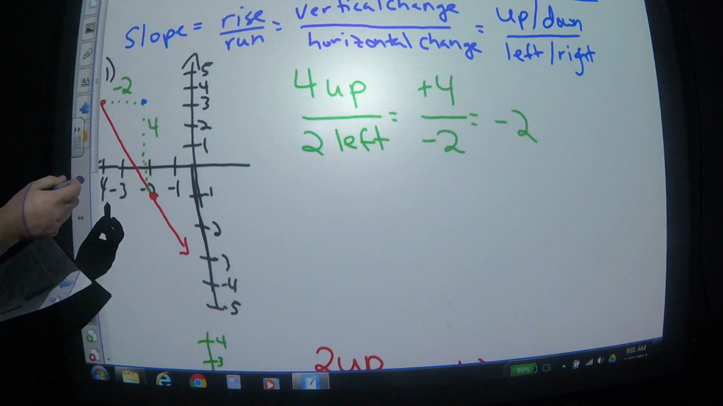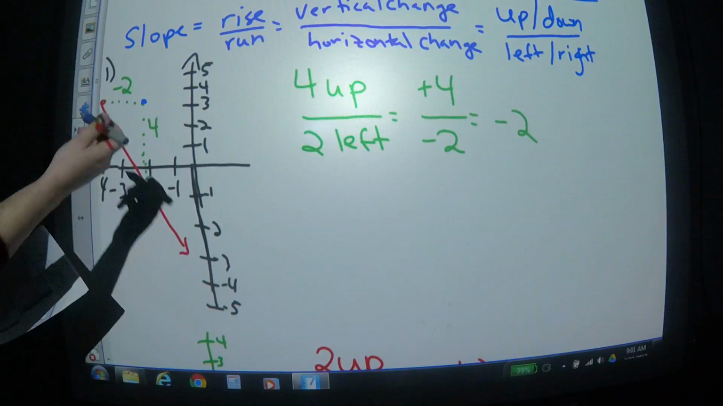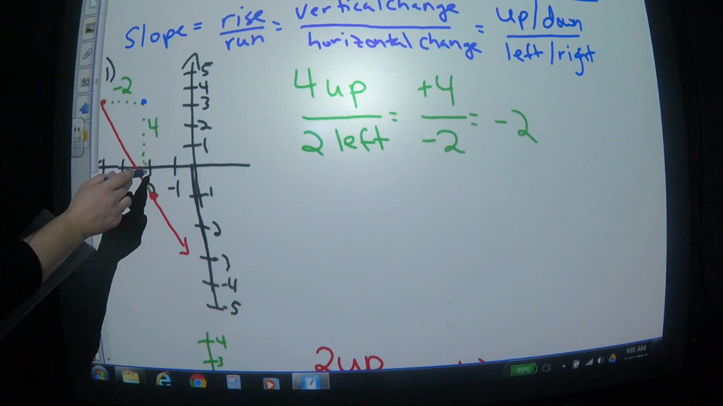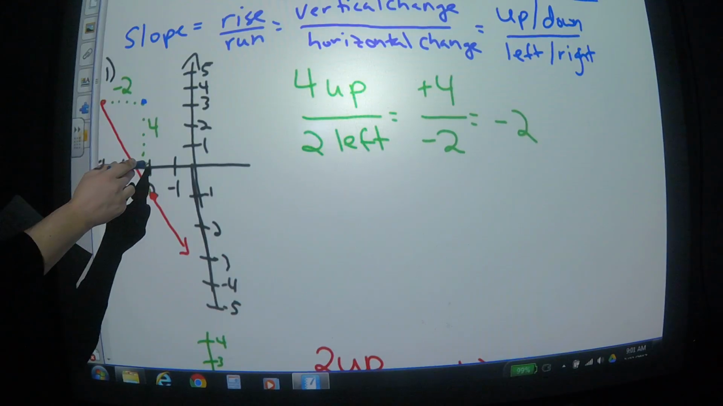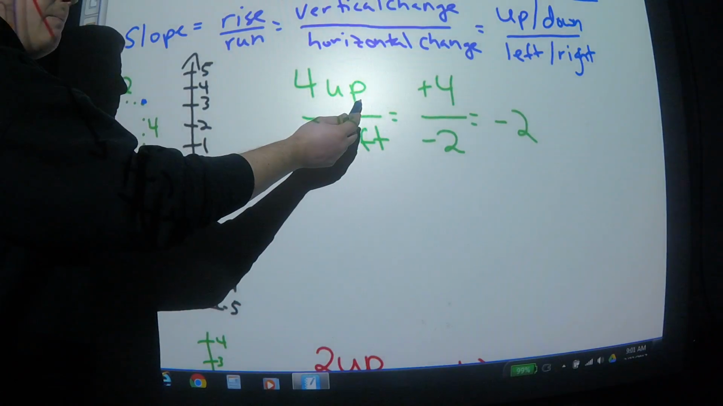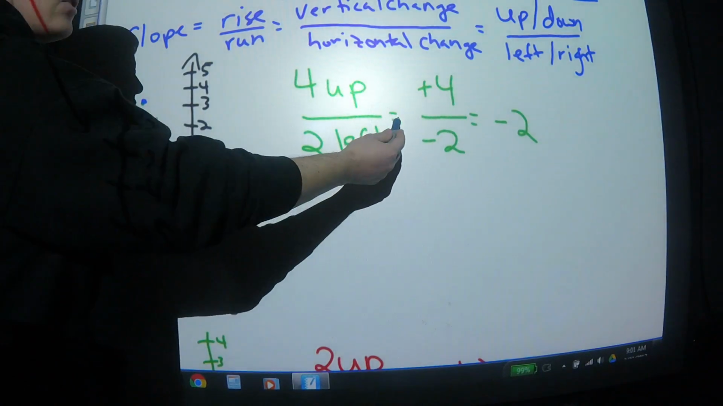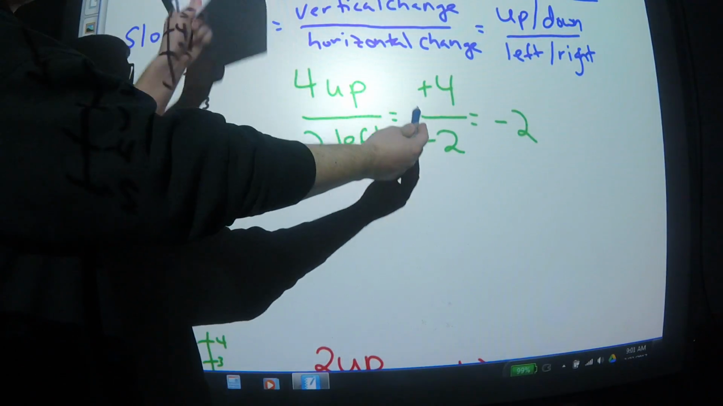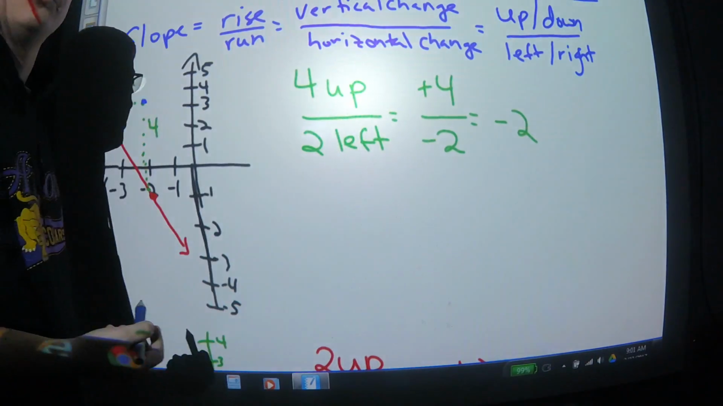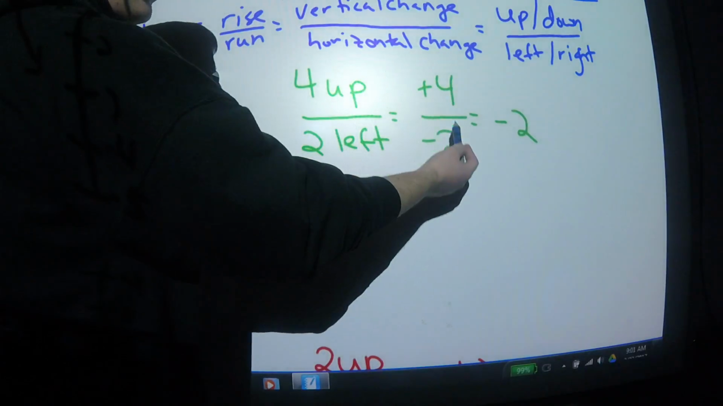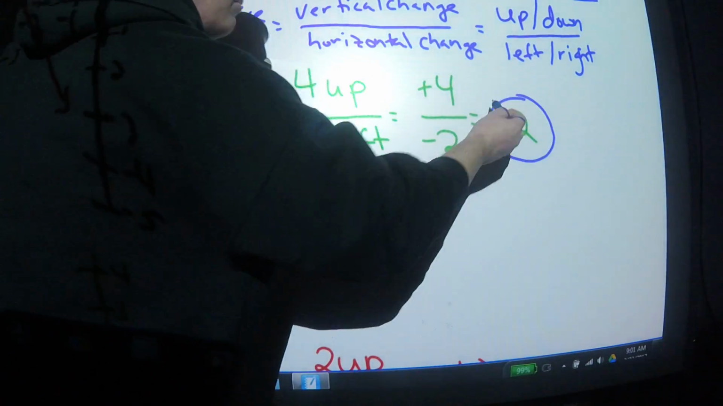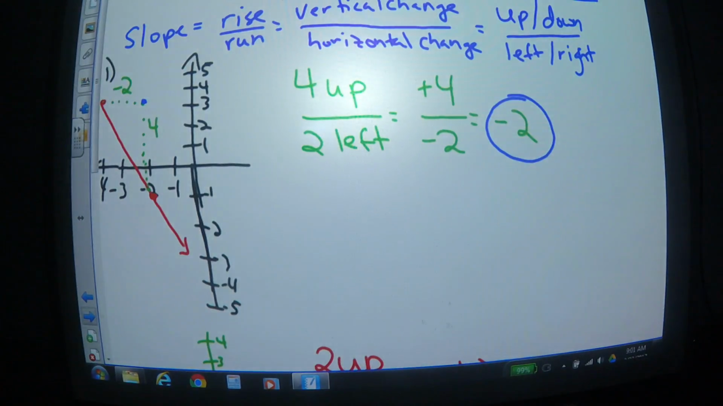Then how quickly it ran: it went left, so it went negatively from -2 to -4. So 1, 2 left. So 4 up, 2 left. The 4 is positive because you're going up, and you went left, which is negative, so -2. 4 divided by -2 is -2. So my slope, or m, is -2.